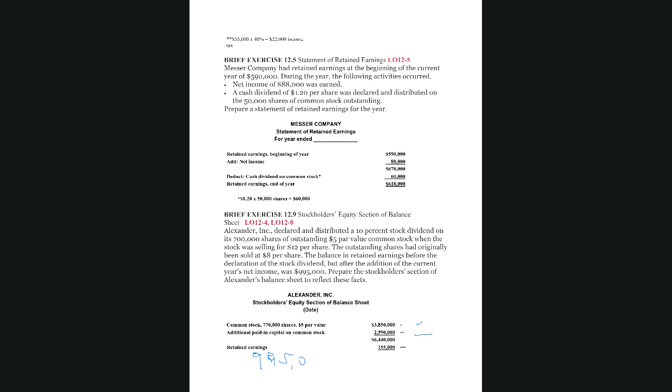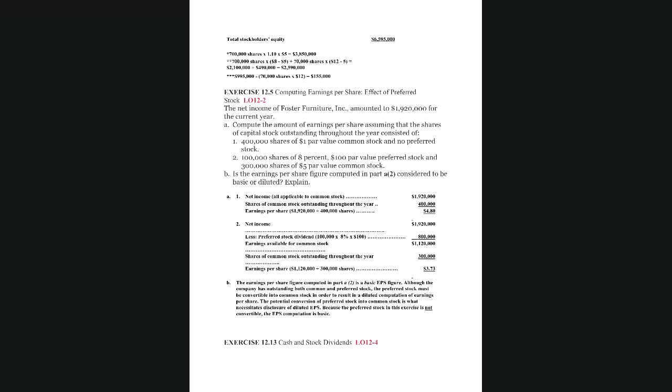But what do we know about a stock dividend? A stock dividend decreases the amount of retained earnings. So this was retained earnings before the declaration of the stock dividend, but after the addition of the current year's net income. So really, what is it saying? It's saying this is the net income for the year, because it's really the first year of operations. What though is the balance in the retained earnings account? Here again, we're given $995,000. But what else happened?